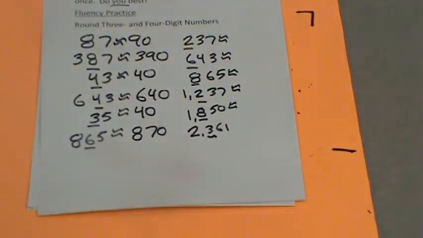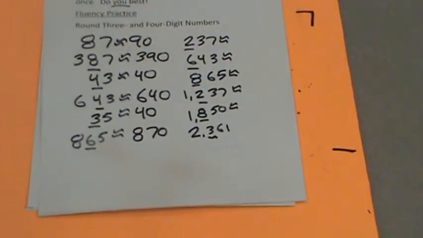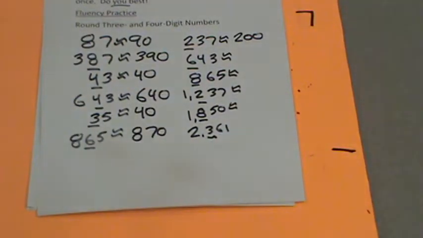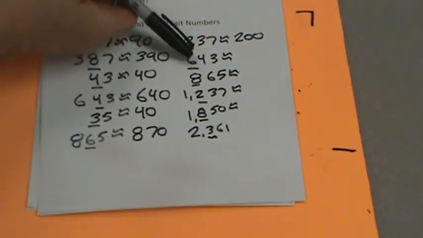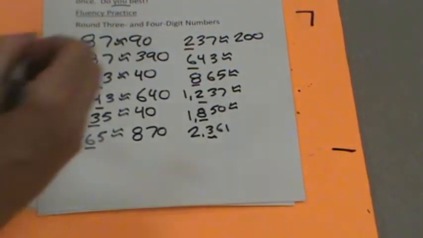So we take a look at 237. We do our endpoints, it'd be 200, 300. Is this number closer to 200 or 300? Well, it's 237. My midpoint is 250, so this must be rounded down to 200. Let's look at the next one. You could fill these in if you feel comfortable doing this. 643. Well, 650 would be the midpoint between 600 and 700. This is less than 650, isn't it? It's 643, so we would round down.